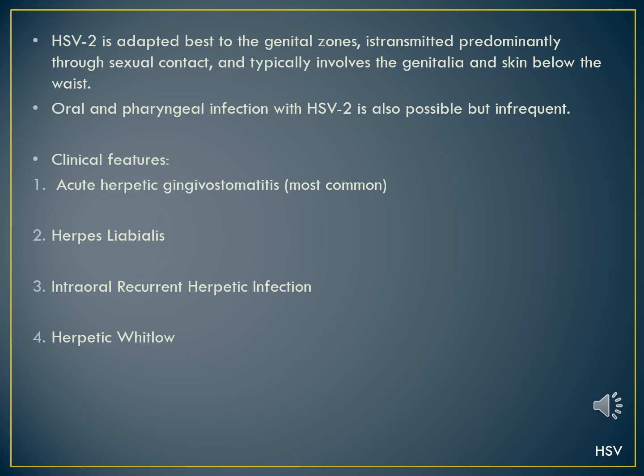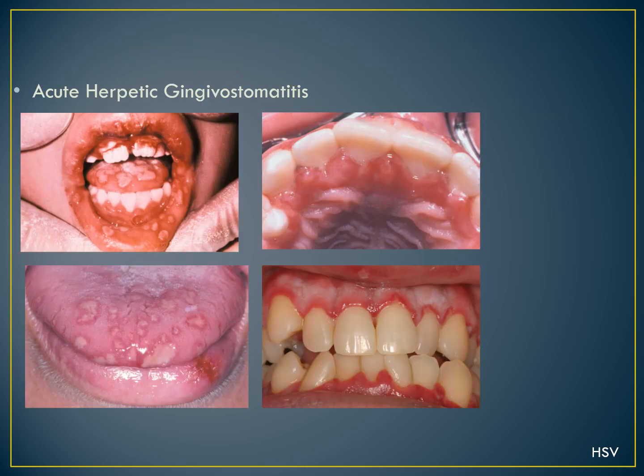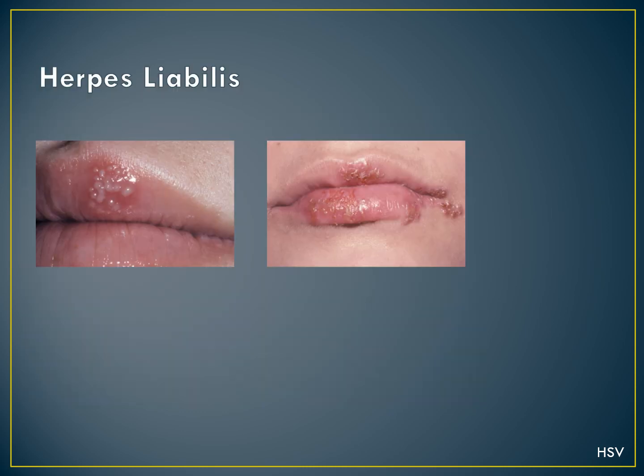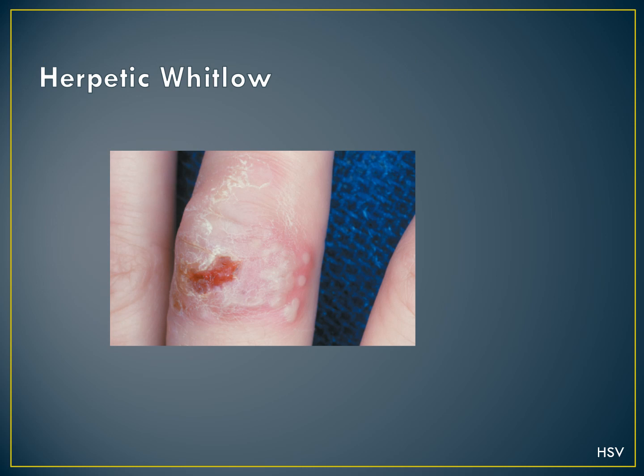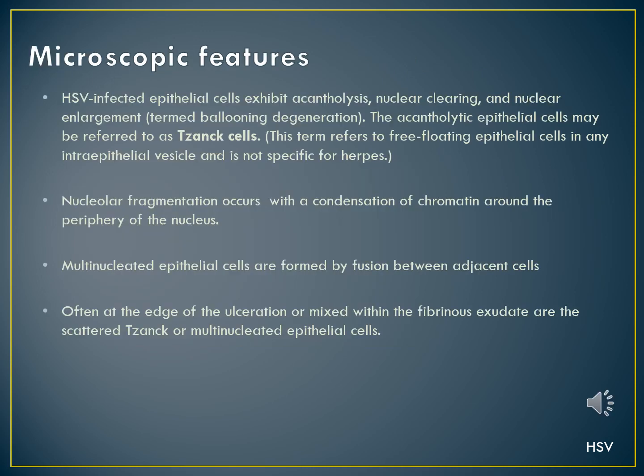The clinical features include acute herpetic gingivostomatitis, which is the most common clinical feature seen, herpes labialis, intraoral recurrent herpetic infection, and herpetic whitlow. Next, I'll be talking about the microscopic features of HSV.